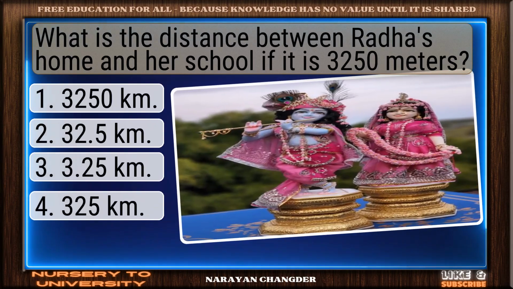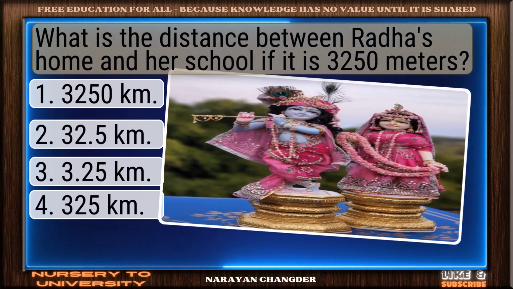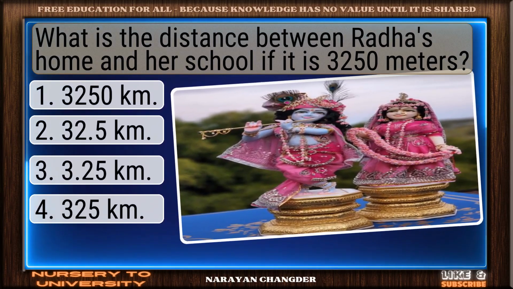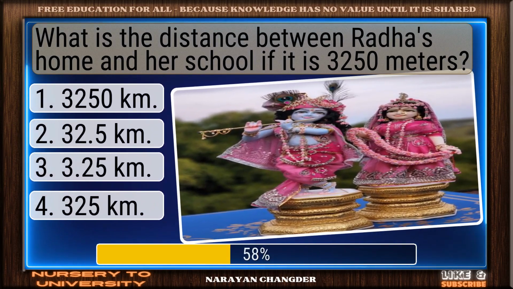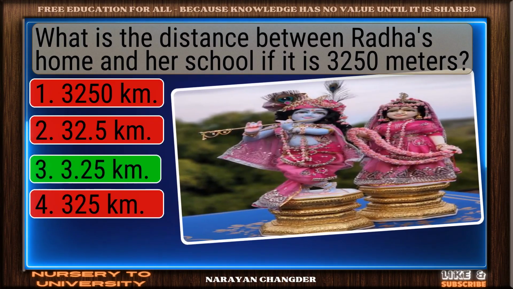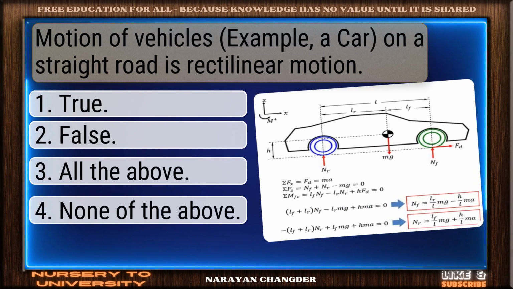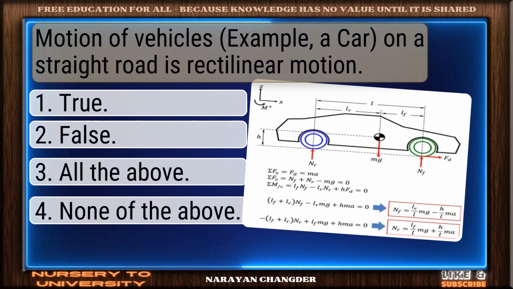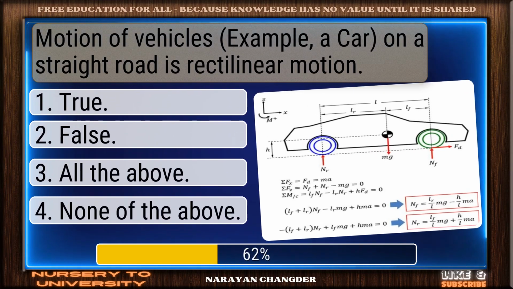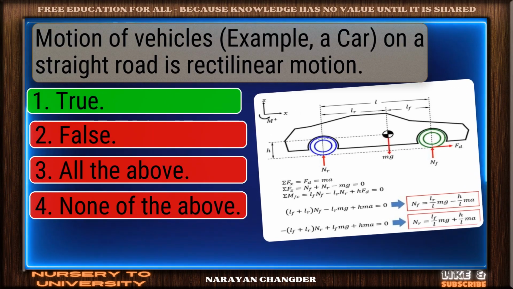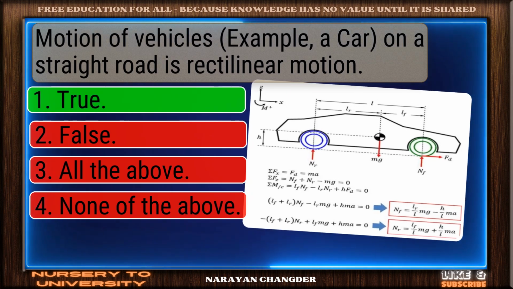What is the distance between Radha's home and her school if it is 3.5 km? Exactly. 3.5 km makes sense and it is the right choice. Motion of vehicles on a straight road is rectilinear motion. You got it. Your choice, true, is right.